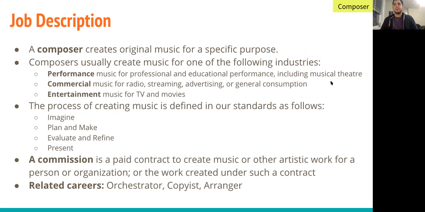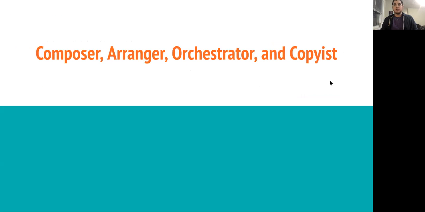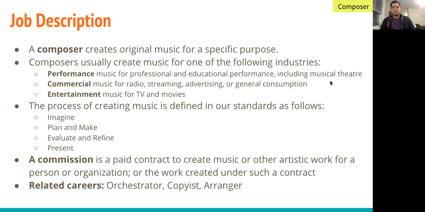Here we go. Composer, arranger, orchestrator, and copyist. Job description. A composer creates original music for a specific purpose. For example, performance music for professional and educational performance, including musical theater, commercial music for radio, streaming, advertising, or general consumption, and entertainment music for TV and movies.